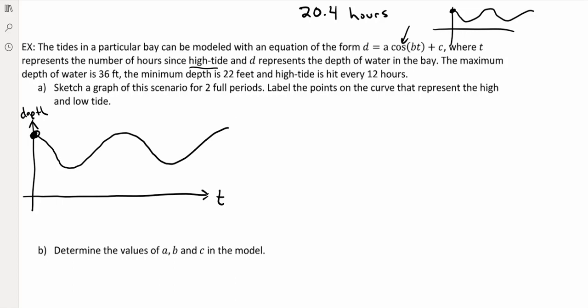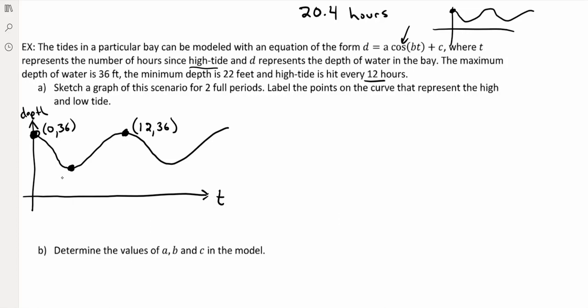So to begin with, that very first point would have happened at 0 comma 36 feet. And then our low point would have happened at, well, you know what? Before we do our low point, let's figure out our other high point, because they actually tell us, don't they? They say that there's a high tide every 12 hours, right? So I know this point is going to be 12 comma 36.